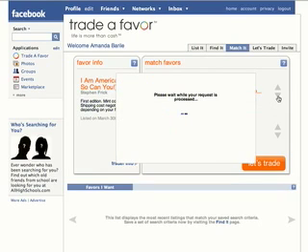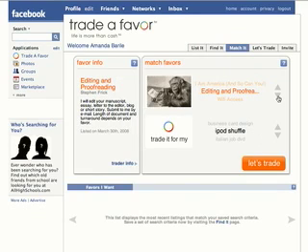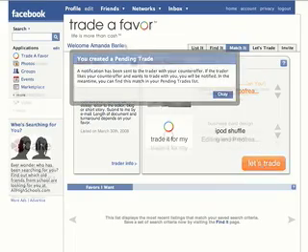Amanda's got a blog, and she hates proofing her entries before publishing, so she decides to make me a counteroffer, her iPod Shuffle for my editing services. When she clicks on the Let's Trade button, the ball goes back into my court.